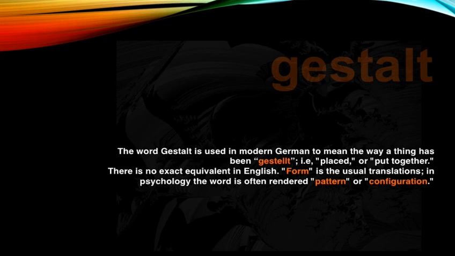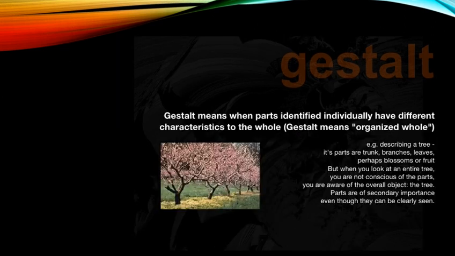Starting from the word Gestalt, it is actually derived from a German word which means to place or put together. There is actually no exact equivalent in the English language. Form is the usual translation. So, in psychology, the word Gestalt is often described as form, pattern, configuration, or shape. Gestalt means when parts identified individually have different characteristics to the whole.